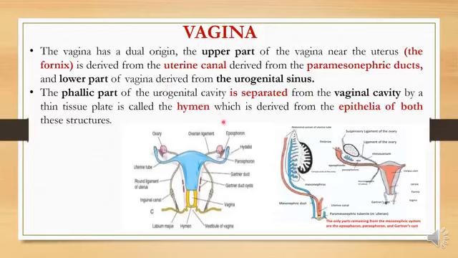The pelvic part of the urogenital cavity is separated from the vaginal cavity by a thin tissue plate called the hymen, which is derived from the epithelium of both these structures.